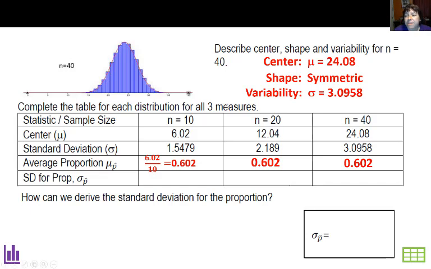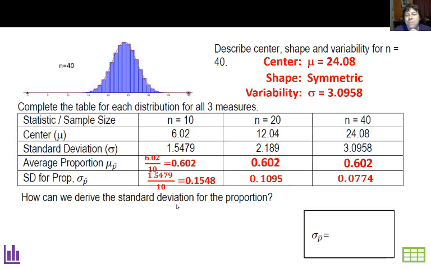If I go ahead and divide this value, that standard deviation, by 10, I get 0.1548. Okay. Let's go ahead and divide the next one by 20, 0.1095. And then the last one by 40, 0.0774. So what we're noticing is that actually it kind of shows in the picture that the proportional standard deviation is tightening up with larger sample sizes, and that kind of makes sense based on the shapes you saw.